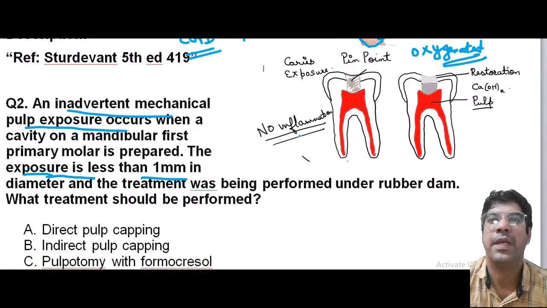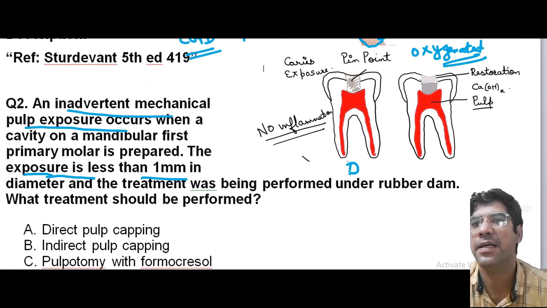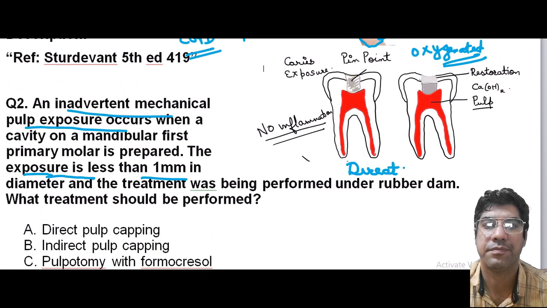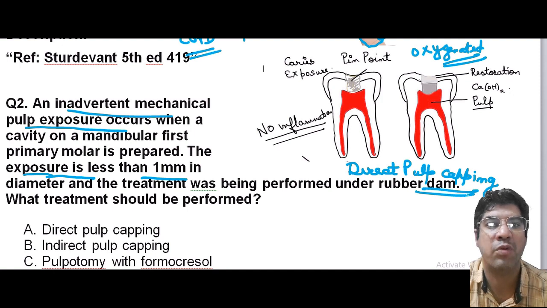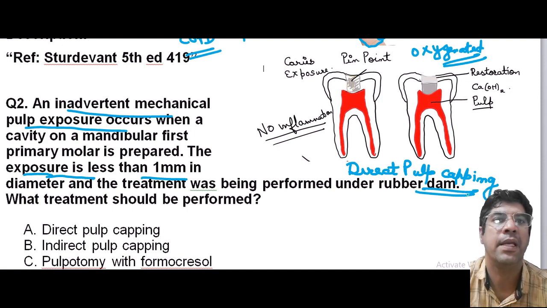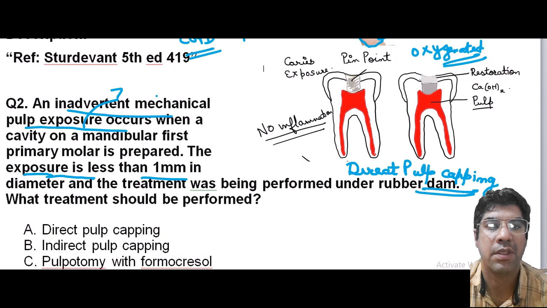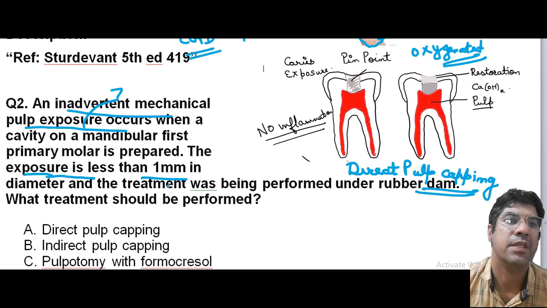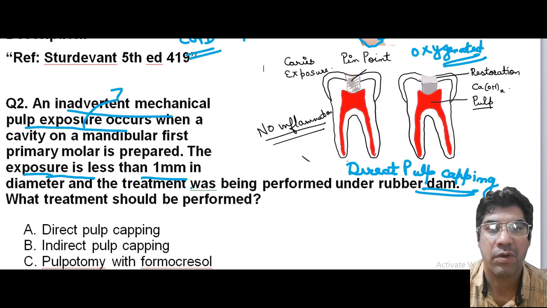So direct pulp capping, this figure represents the direct pulp capping. It is performed when the dental pulp has been exposed due to dental caries or due to a minor mechanical injury, as provided in this question, but there is no sign of inflammation. The dentist removes the decayed tissue, and suppose during preparation of the tooth he exposes the pulp. That is known as a direct pulp capping.